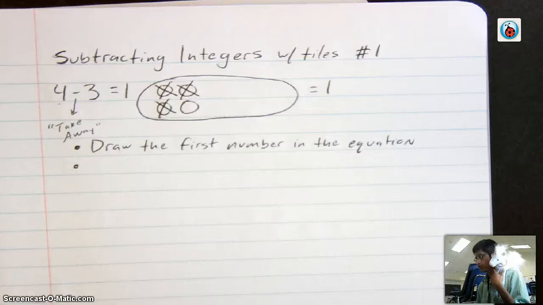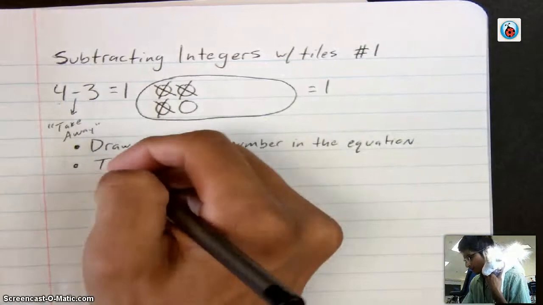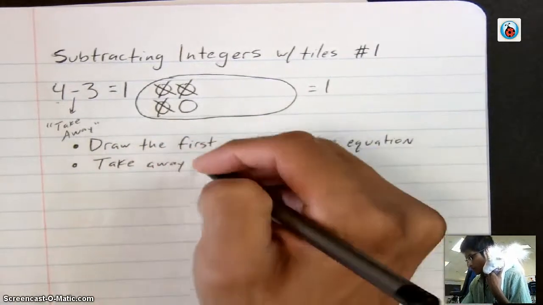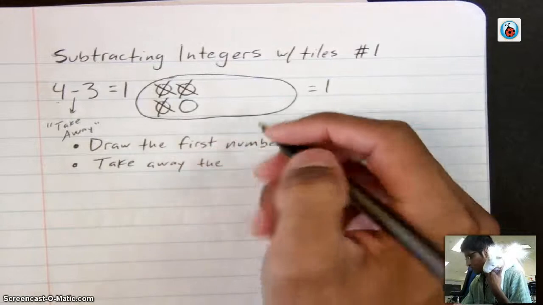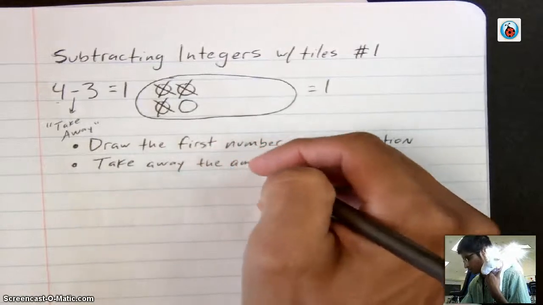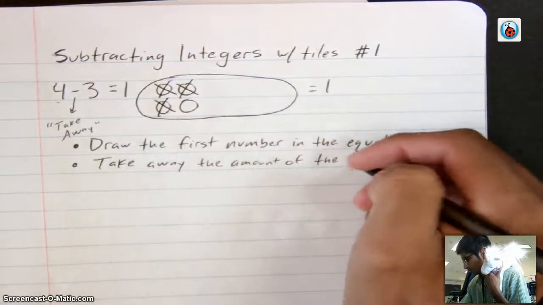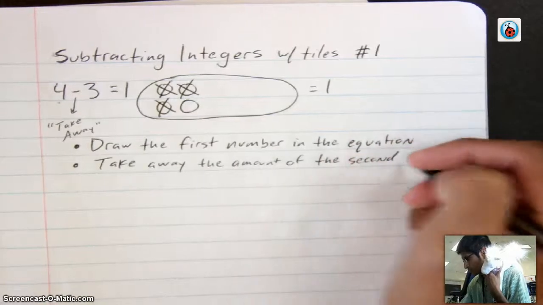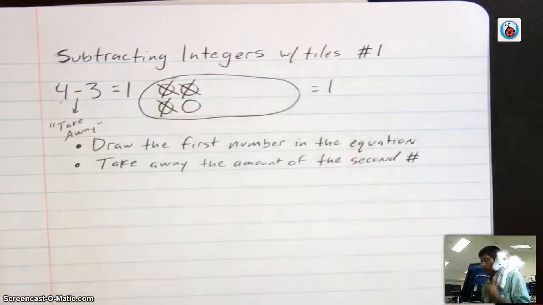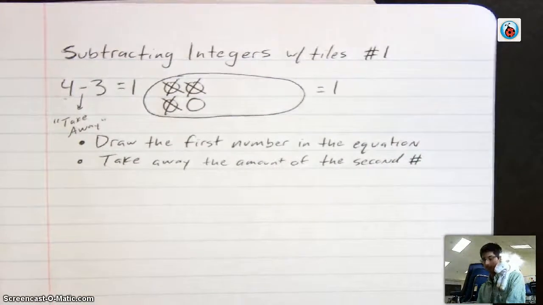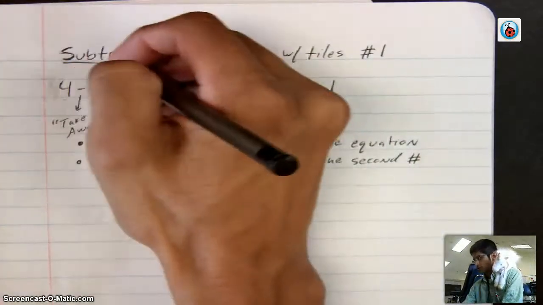The second thing we need to do is what? We gotta take away what the problem says to do. Yes. So we're gonna take away the amount of the second number in the equation. And what's remaining is your answer, right? That's pretty easy. Yeah, that's real easy.